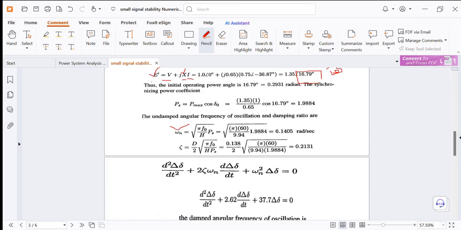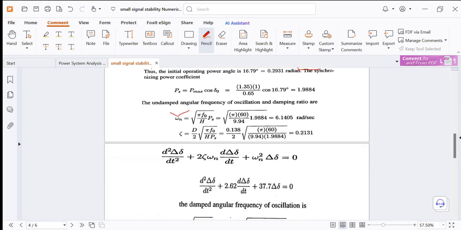Now we'll use the linearized second order differential equation, and we will formulate it in the standard form. The standard second order differential equation is usually written in the form d squared delta by dt squared plus 2 zeta omega n d delta by dt plus omega n squared delta is equal to 0.